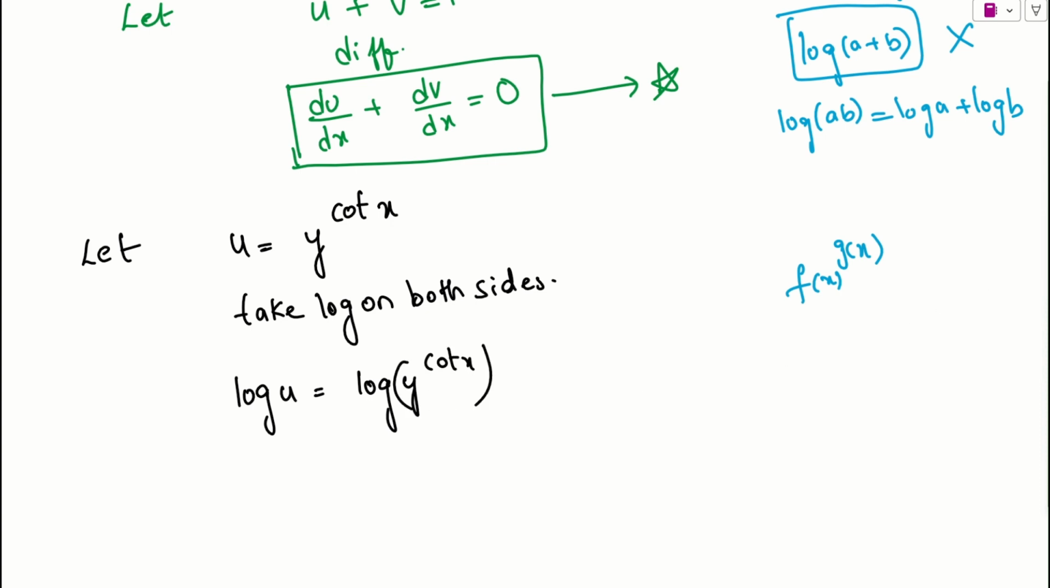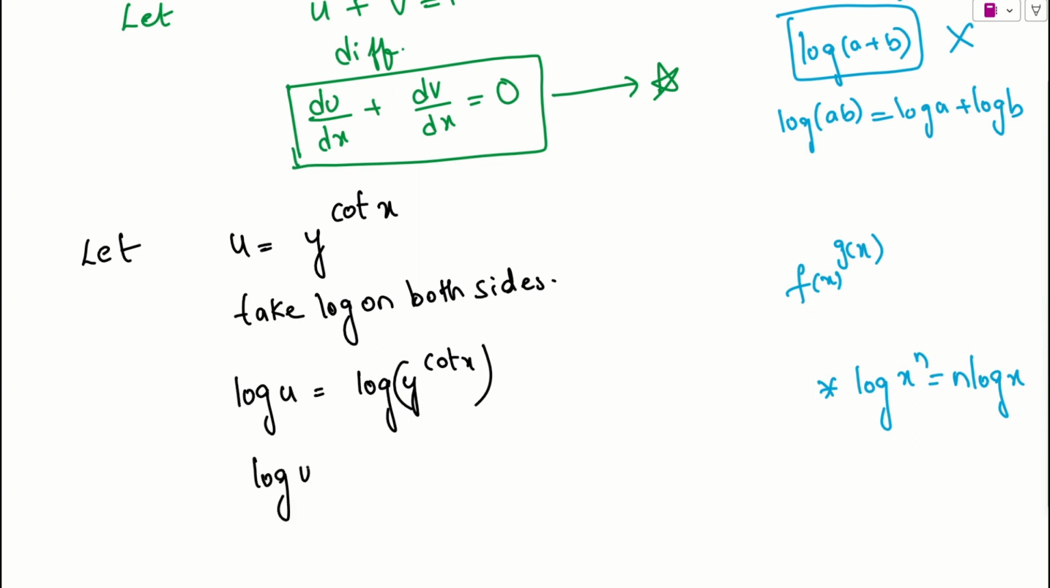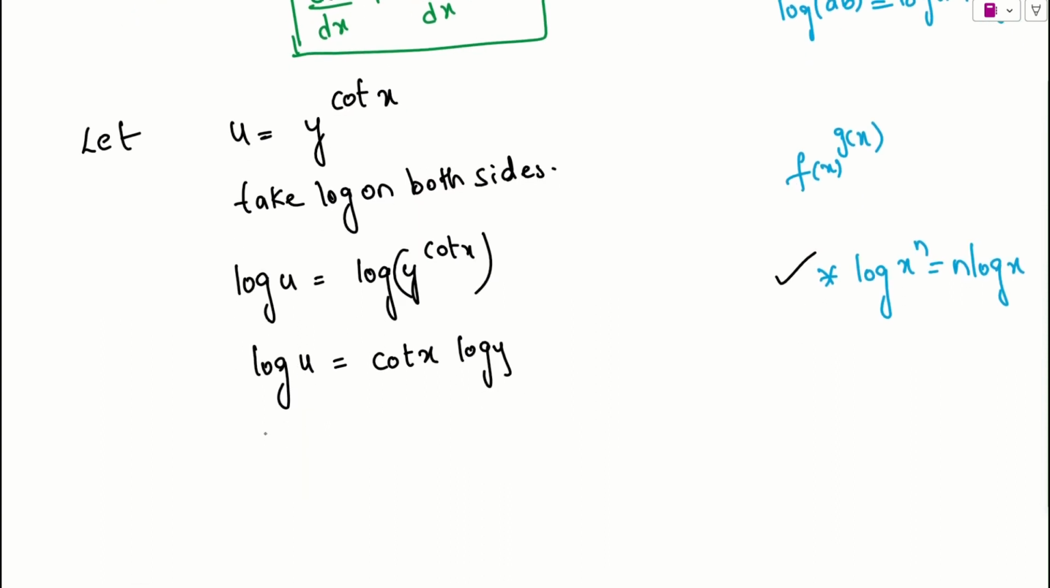You need to remember one thing: whatever I write on the right side in a different color is either a formula, a property, or a condition I'll be using in the solution. So we have a formula: log of x^n is nothing but n log x. I'll apply the same formula here. So log u must be equal to cot x into log y, because of this formula.